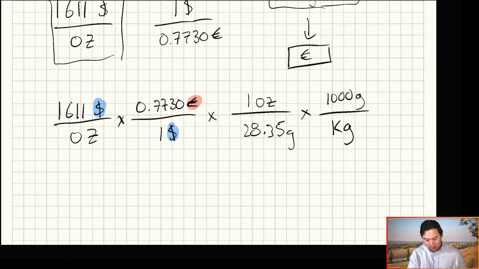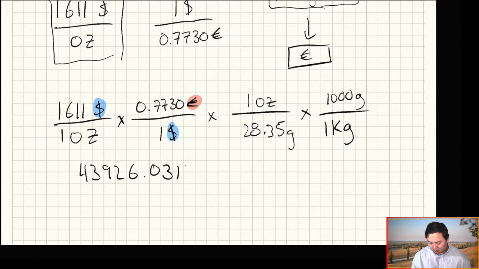So, $1,611 times 0.773 times 1,000. And then the only number we have on the bottom, so right, these are all sort of implied ones, is 28.35. So you should get this really large number, 43926. You know, too many sig figs here, but when you're doing these intermediate calculations, you want to take as many sig figs as you can with you to avoid error. So now we're doing euros per kilogram.